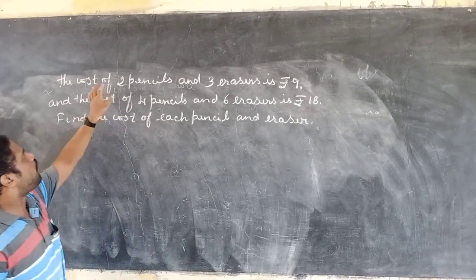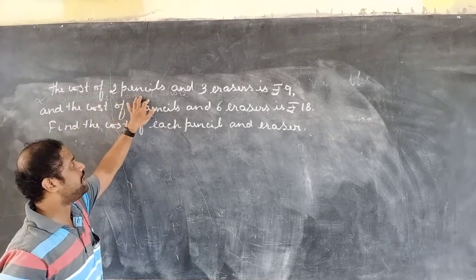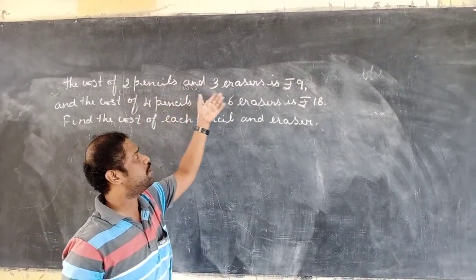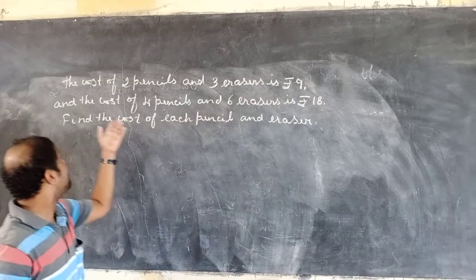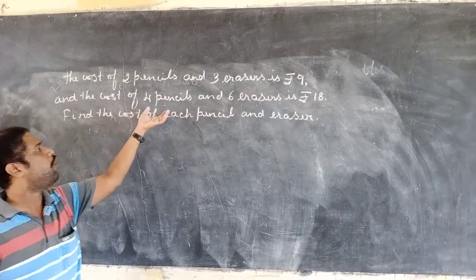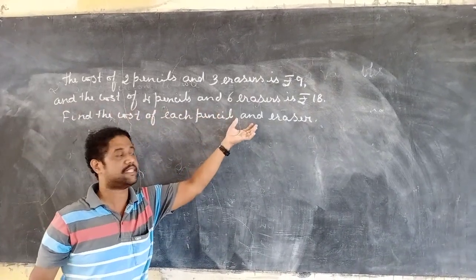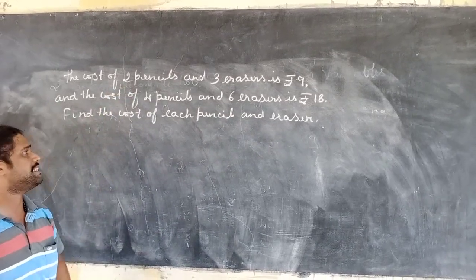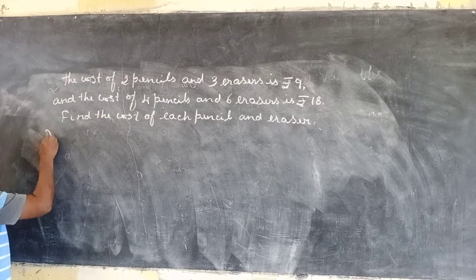We have the cost of 2 pencils and 3 erasers together is rupees 9, and also the cost of 4 pencils and 6 erasers is rupees 18. Therefore, what is the cost of each pencil and each eraser? So we have the answer.